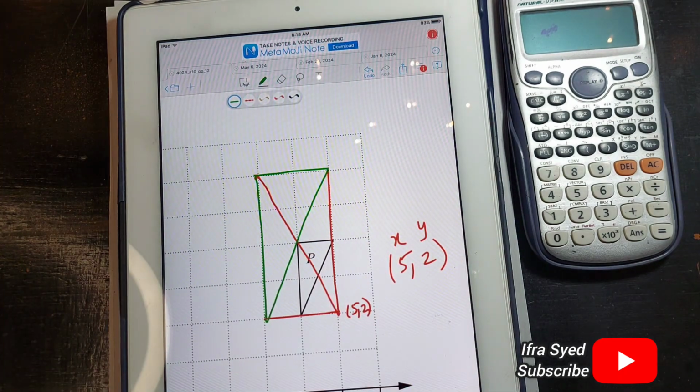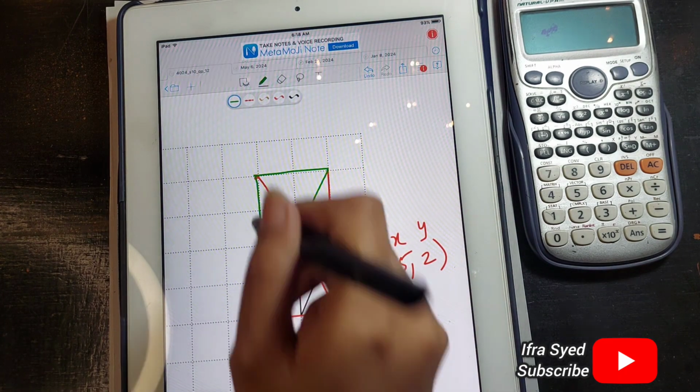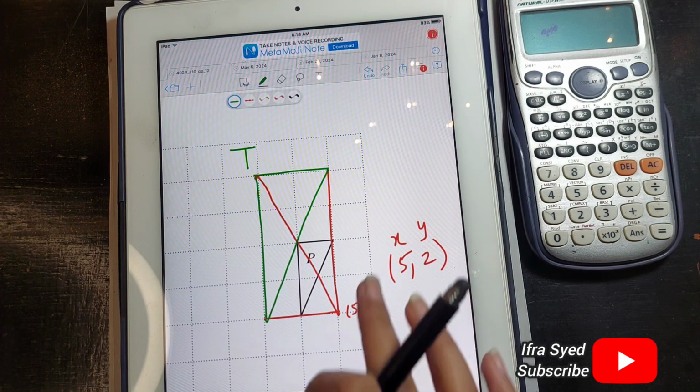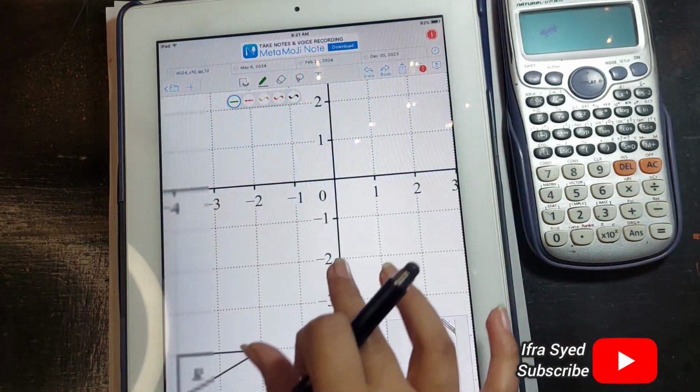So this is the enlargement of this triangle P, and we name it as T. And we enlarged it by using scale factor of 2 and the center point of (5, 2). So its A part is solved. Now let's move to its next part.